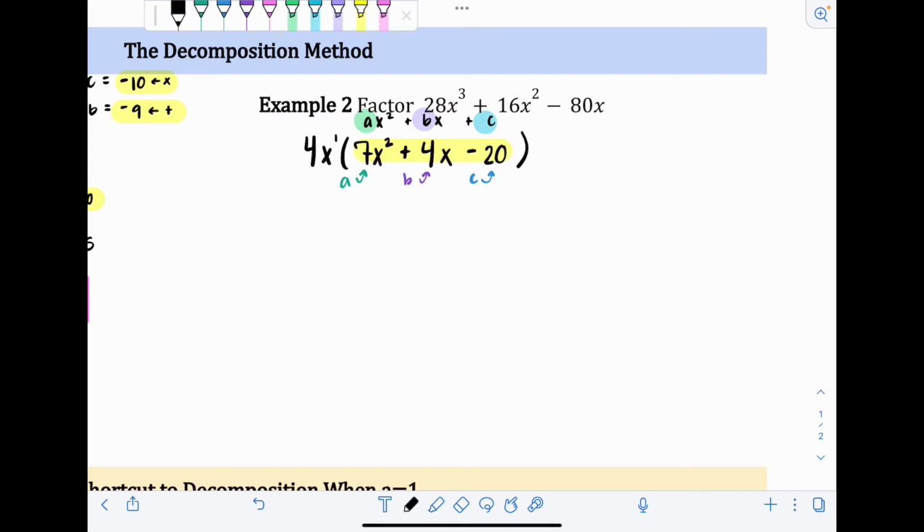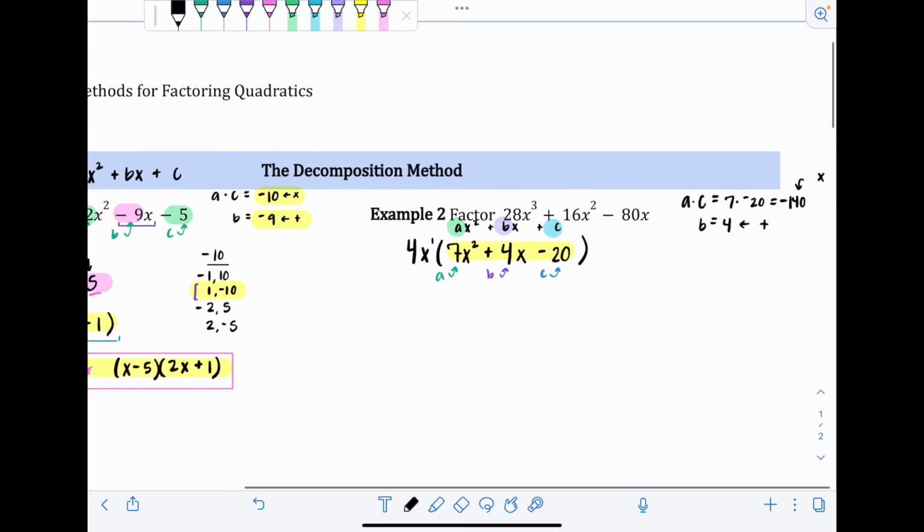So what we need to do is multiply a times c. So a times c is 7 times negative 20. So the negative is important. So 7 times negative 20 is negative 140. And then we just need to write down b. So b is positive 4. And then now we need numbers that multiply to negative 140 and add up to 4.